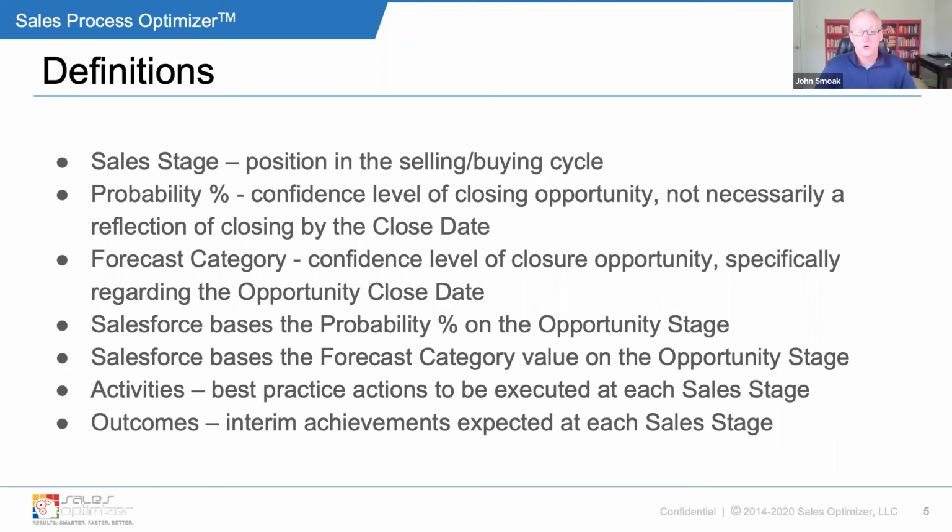It's just reflecting the probability that you will close it at some point. Now, there's another term, forecast category. This is used more for that confidence level of when you're going to close the opportunity. So you might be highly confident you're going to close XYZ opportunity by the end of May, or that you're going to close it, but you're not as confident that you're going to close it in May. It may push into June. And so that's what we typically see forecast category used for. Now, Salesforce bases both the probability percentage and the forecast category out of the box on the sales stage.